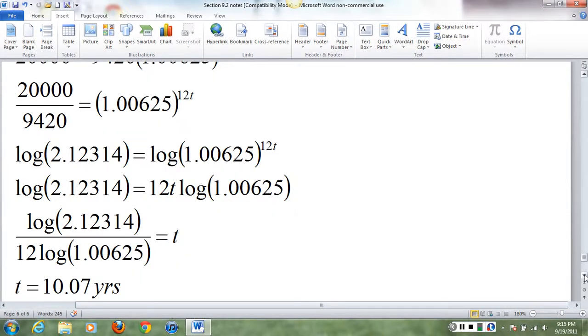So again, log is used when you're finding unknown exponents, or in this particular case, unknown time. This concludes section 9.2. As always, if you have any questions, feel free to contact me.